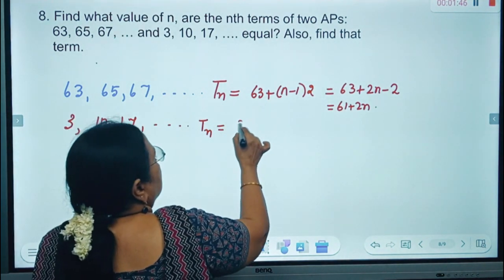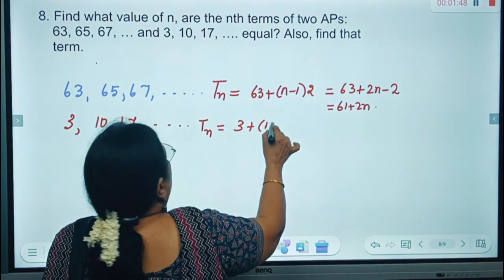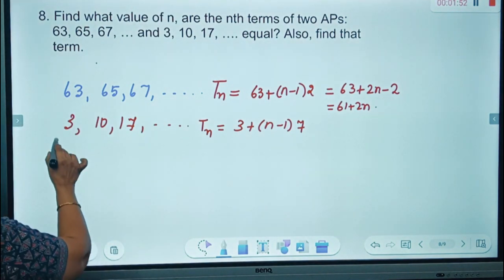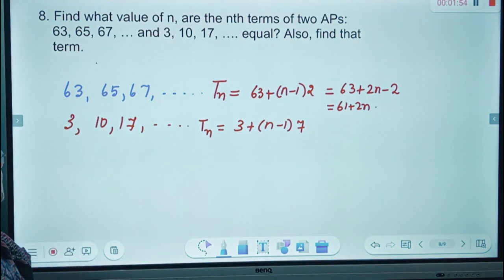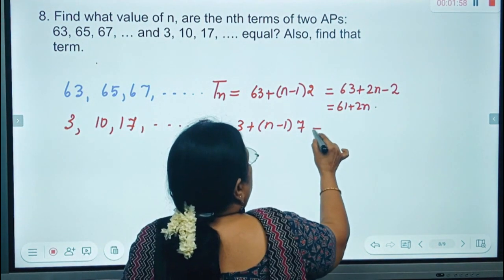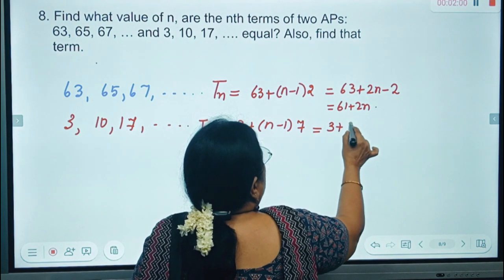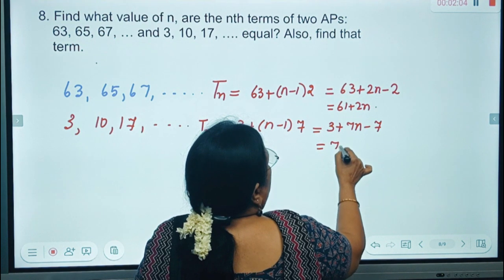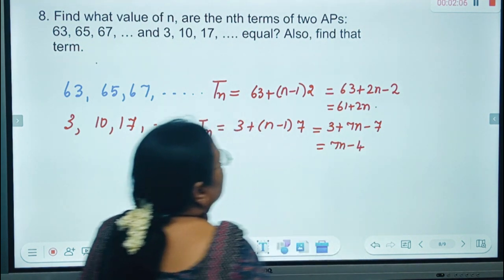3 plus (n minus 1) into 7. 3 is the first term. Common difference is 10 minus 3 or 17 minus 10, which is 7. This is 3 plus 7n minus 7, which is 7n minus 4.